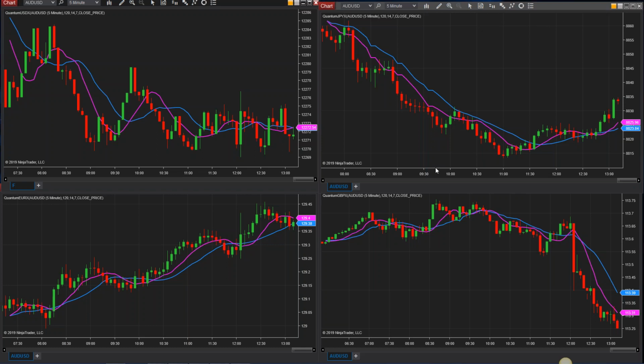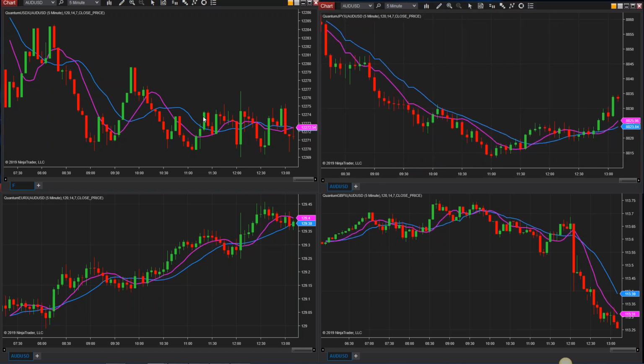Basically, let me pull that back a bit. As I say, I've got the dollar index on the left-hand side, the yen index on the right-hand side, down at the bottom we've got the euro, and over on the bottom right we've got the pound index. These are all available on either Ninja or MT5, MT4. This was the move this morning.